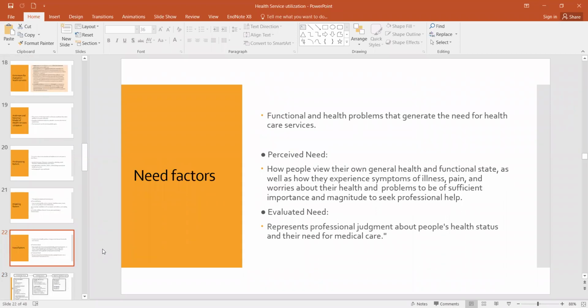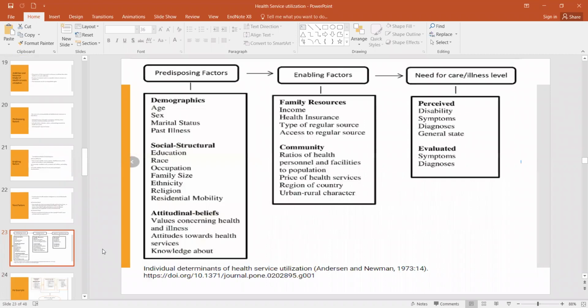In the need factors, functional and health problems generate the need for healthcare service. There are two types of need: perceived need and evaluated need. Perceived need is how people view their own general health and functional state, as well as how they experience symptoms of illness, pain, and worries about their health and problems. And evaluated need represents the professional judgment about people's health status and their need for medical care.